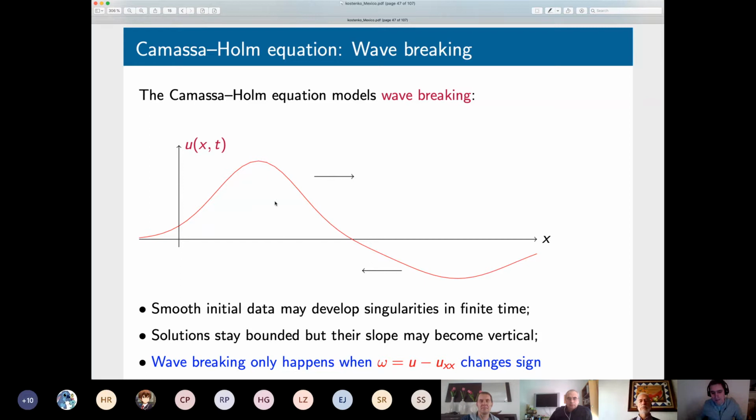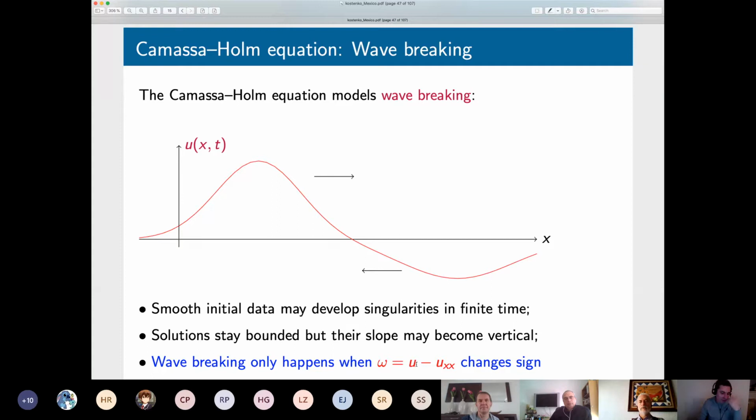The curious and important fact for us is that wave breaking happens if and only if... In order to get wave breaking, omega must be indefinite. This momentum, which is u minus the second derivative of u, must be indefinite.